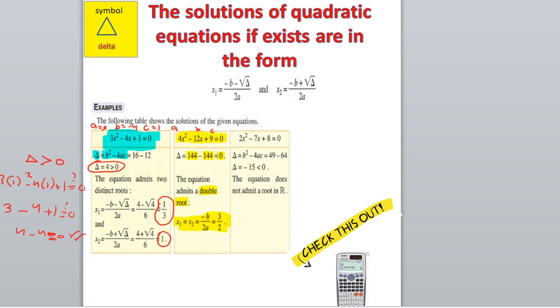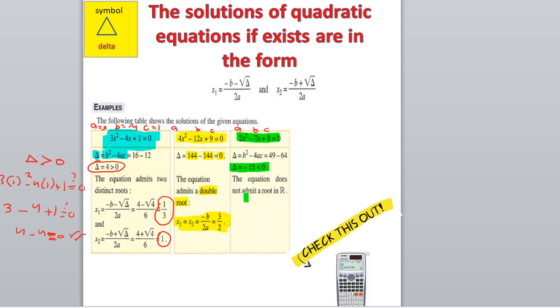Delta equals b squared minus 4ac. This is a, this is b, negative 7, and this is c, which is 8. b squared minus 4ac: 7 squared is 49, minus 4 times 2 times 8. 4 times 2 is 8, times 8 is 64. So 49 minus 64. What is delta? Delta for this equation is negative.